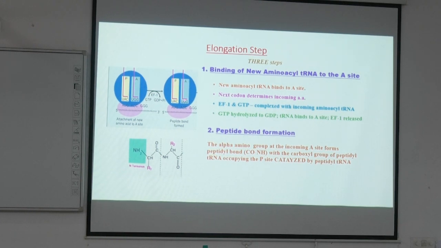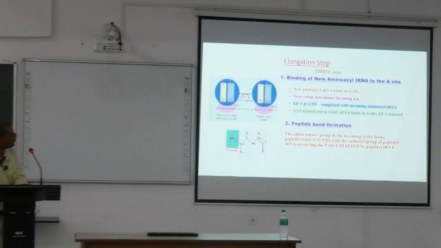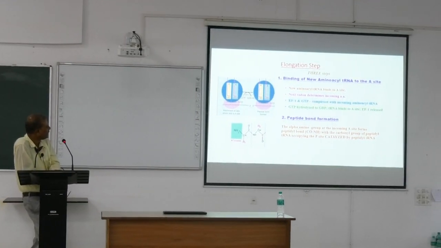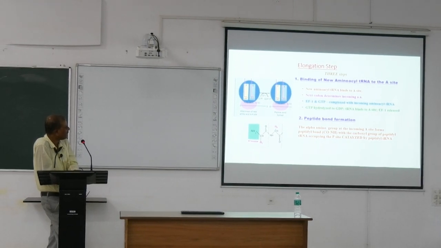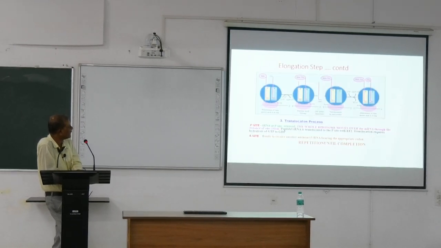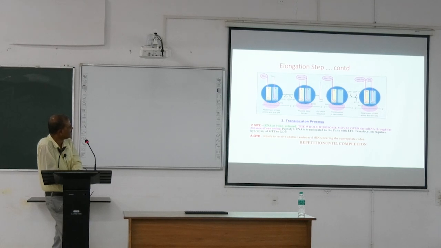So after it has been placed here, the alpha amino group of the incoming amino acid at the A site binds with the carboxyl group of the peptide to form the amide bond, CONH bond, by the peptidyl transferase. So the elongation steps basically end with translocation.